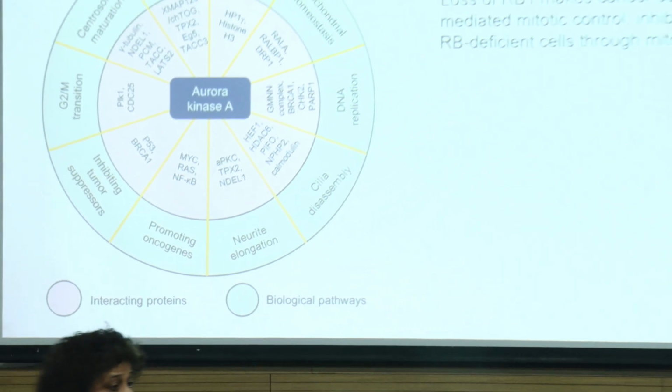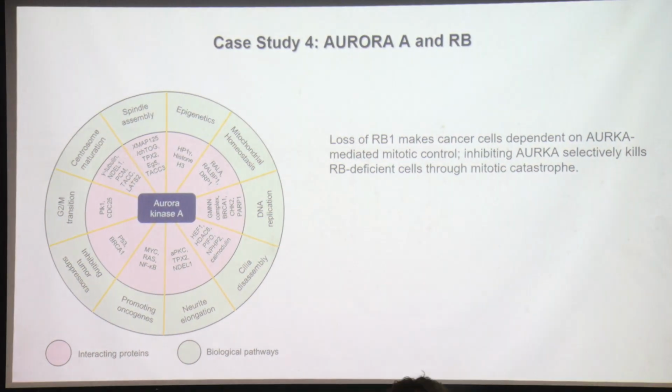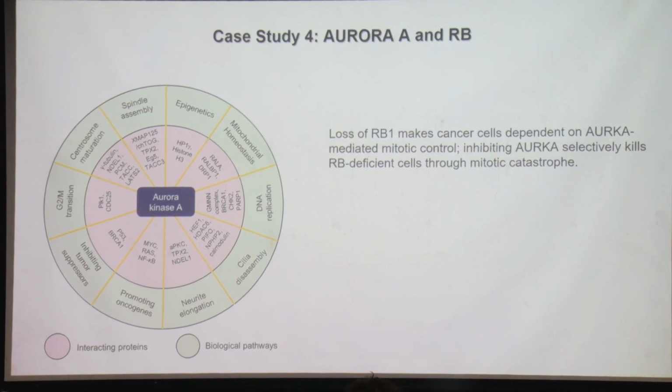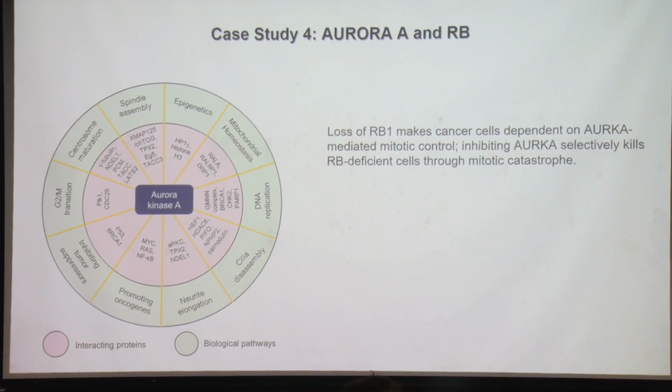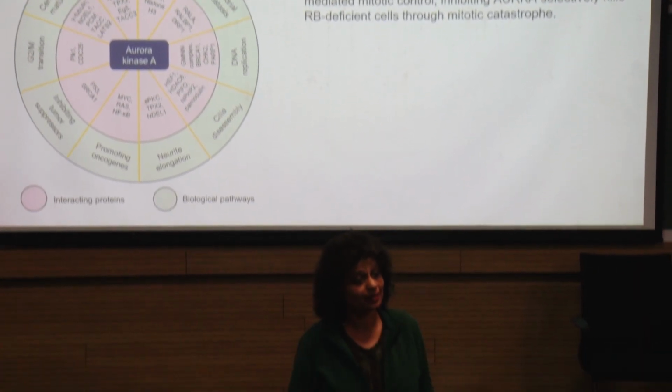So this is just showing you it is involved in many different pathways here. Okay, and there are many substrates of Aurora known. So there is a tumor suppressor called retinoblastoma. And if you have to guess, what do tumor cells do to tumor suppressors?